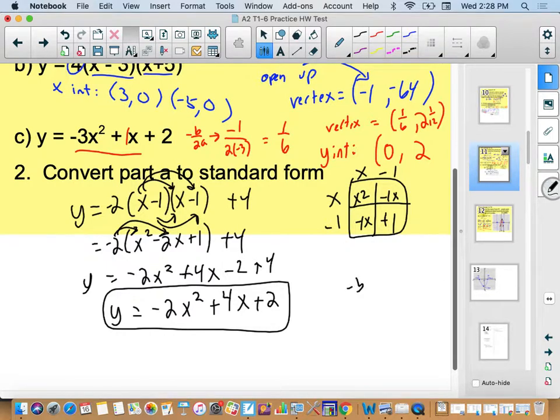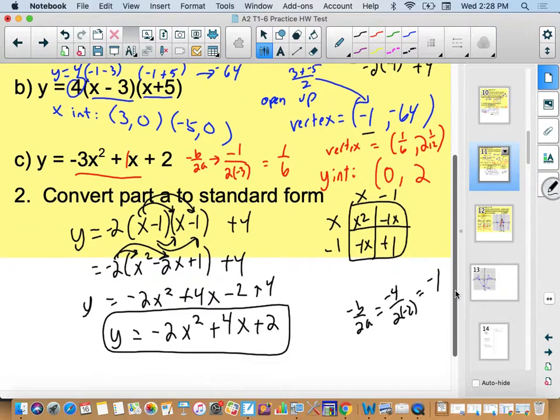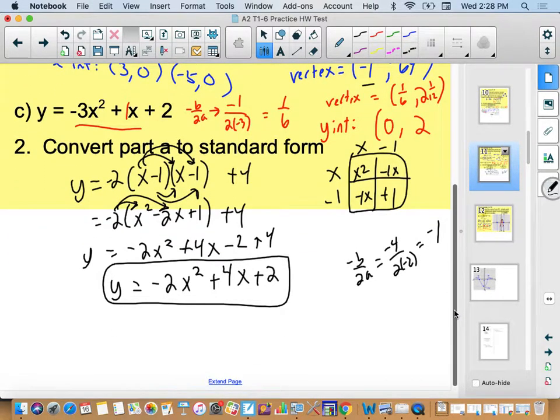If you did the -b over 2a for that, you get -1, which is the x-coordinate of the vertex. So that just kind of double checks that. Because remember, this is equivalent to the original, it just looks different.